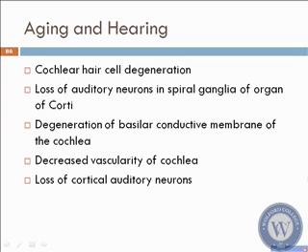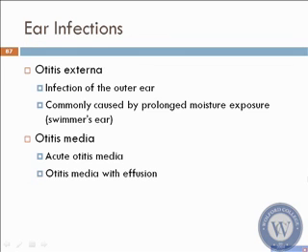Aging and hearing: the cochlear hair cells degenerate as you get older. There's loss of auditory neurons and spiral ganglia, and you get a degeneration of the cochlea. You get decreased vascularity of the cochlea as well, or loss of cortical auditory neurons. So there are lots of reasons why you tend to go deaf as you get older.